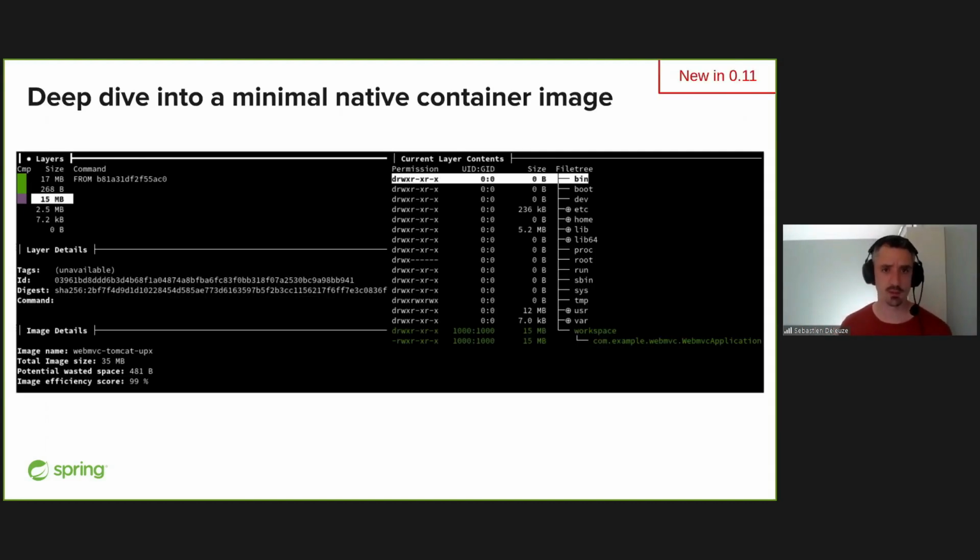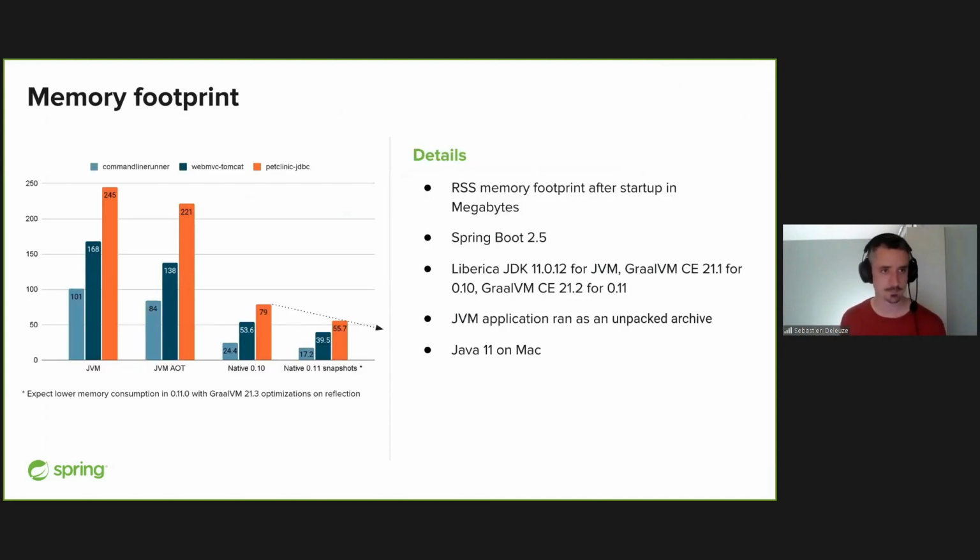If we do a deep dive into a minimal native container image, you can see that you have a base layer for the operating system, which is only 17 megabytes. It's containing glibc, it's containing OpenSSL and a few other libraries, but just that. And here you have Spring Boot plus Spring MVC and Tomcat application compressed via UPX and built with native image compiler. And you can see that it's only 15 megabytes, so pretty small and optimized.